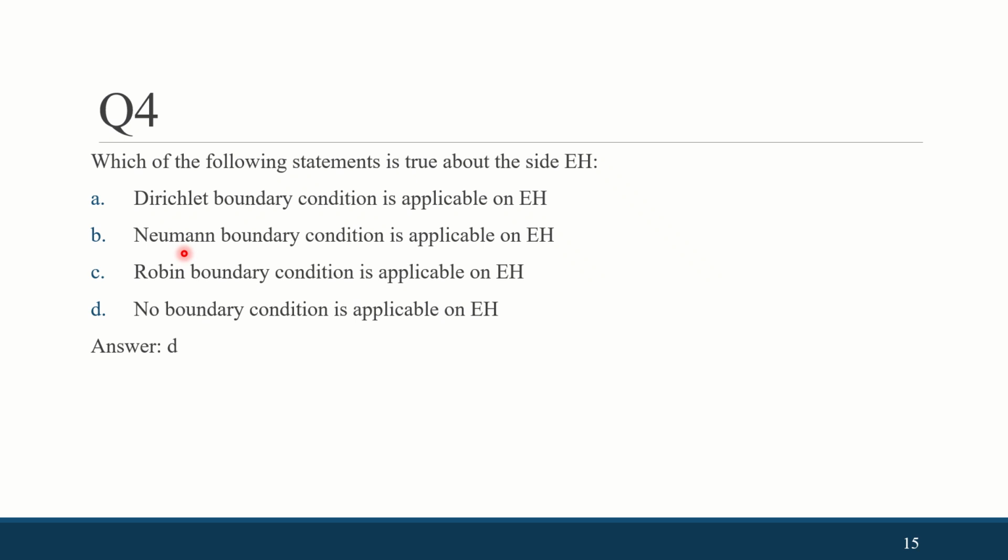We know the Dirichlet boundary condition, where if we know the value of a specific variable, we call it Dirichlet boundary condition. If we know the value of the derivative of that particular variable, we have the Newman boundary condition. Then what is Robin boundary condition? Do any one of you know what is Robin boundary condition?